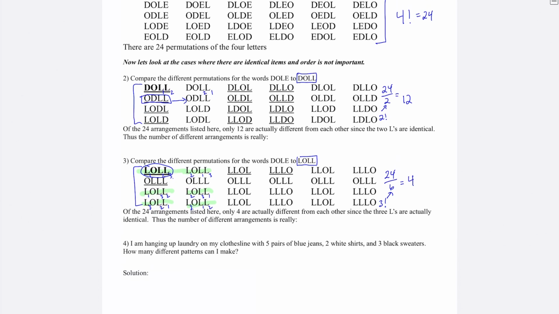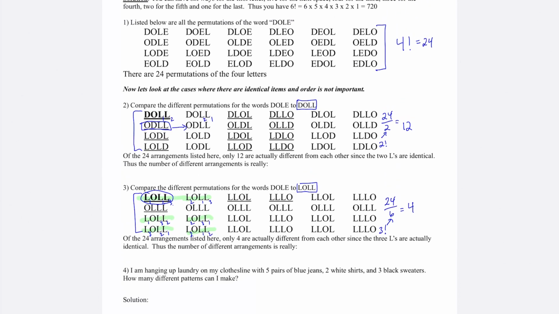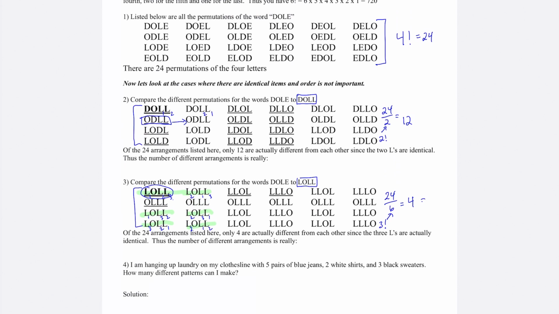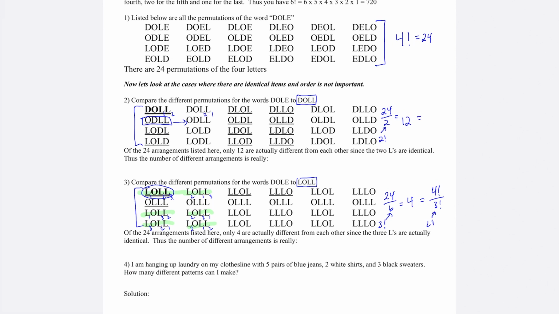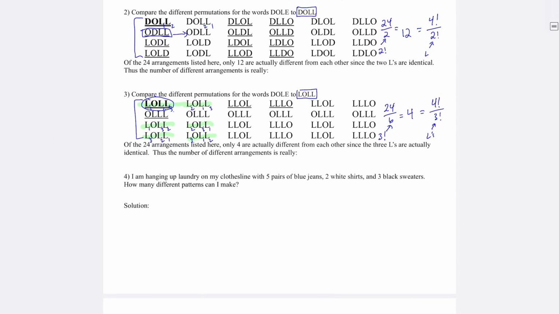All right, so we're going to work with some of these ideas here. I'm going to make a bit of a conclusion with you. So right here, there are 4 factorial ways of ordering it, and because there are 3 L's, there are 3 factorial ways we need to divide by, because we'd be double counting. In this top situation, we'd have 4 factorial ways of ordering the letters in doll, and there are 2 L's, so we divide by 2 factorial. And with the word dole, we didn't have to worry about that.